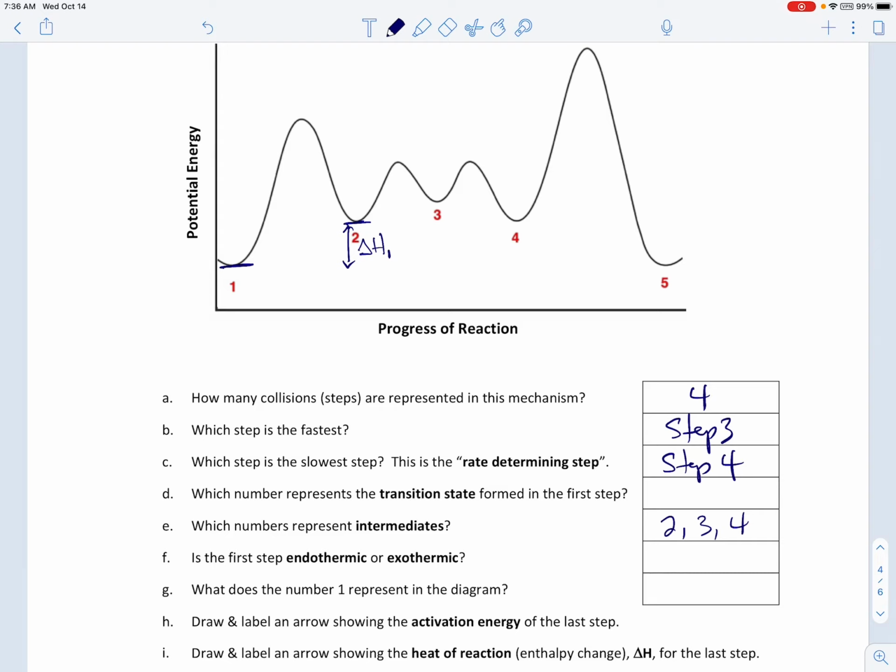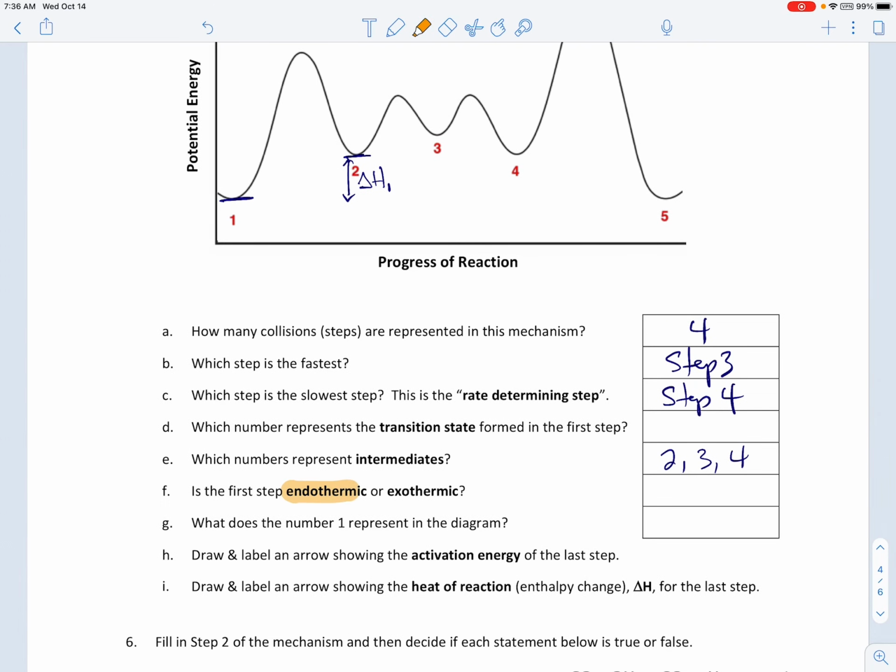Because the end of step 1 is higher energy than the starting point of step 1, energy was absorbed. So that means it was an endothermic reaction. The delta H for step 1 is positive. So that would have been an endothermic reaction. The best way to say it is because the products of step 1 are higher energy than the reactants, or because delta H1 has a positive value.